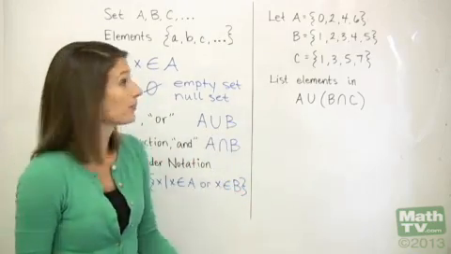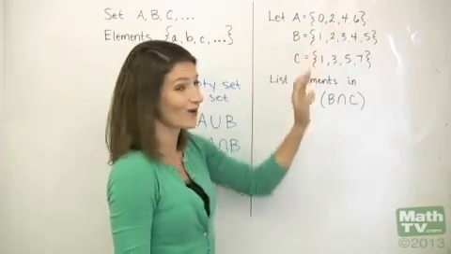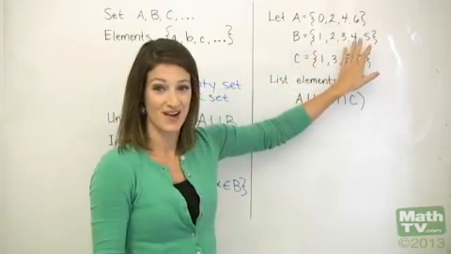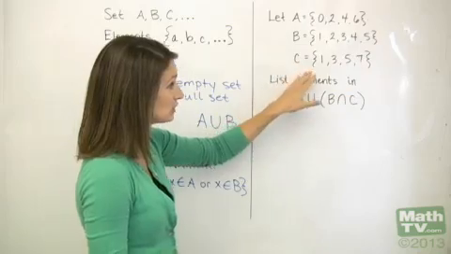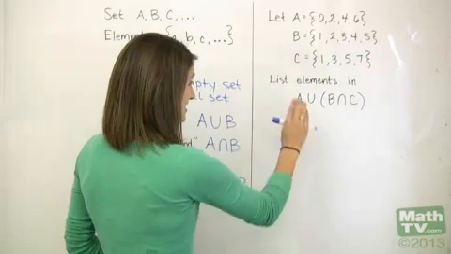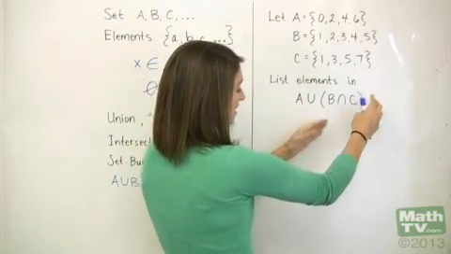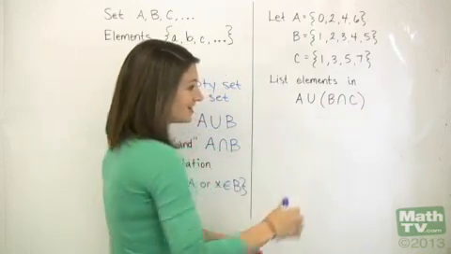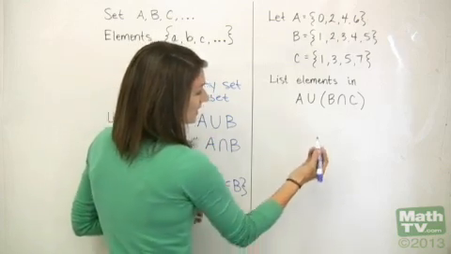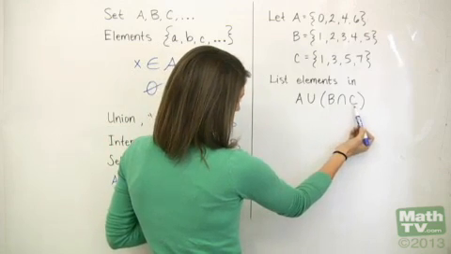Let's try an example. So let's consider set A includes the elements 0, 2, 4, and 6. Set B includes the elements 1, 2, 3, 4, and 5. And set C includes 1, 3, 5, and 7. What if we needed to find the elements in the union of set A and the intersection of B and C? Now we can use our order of operations and work inside our parentheses first. So let's find the elements that are contained in the intersection of set B and C.